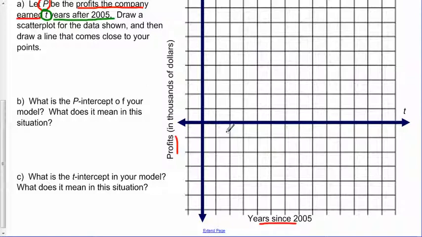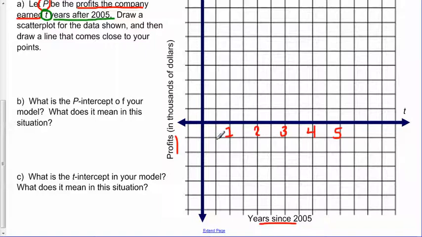Okay, so for years since 2005, here's my 0, that's always going to be on that vertical axis at the origin. And then I'm going to go out 2 lines for 1, and 2 lines for 2, and 2 lines for 3, and then another 2 lines, and then 4. So basically every line here is representing a half, so half a year.